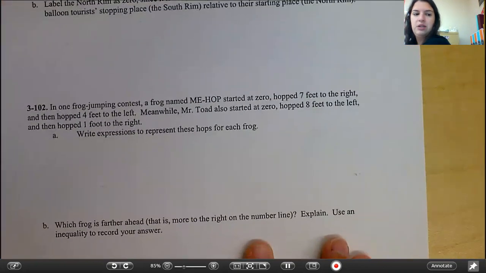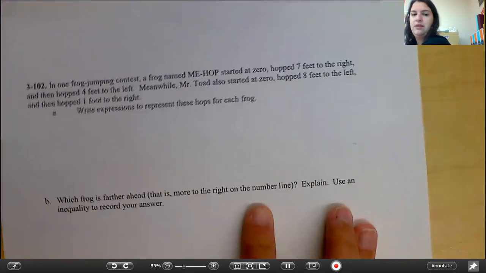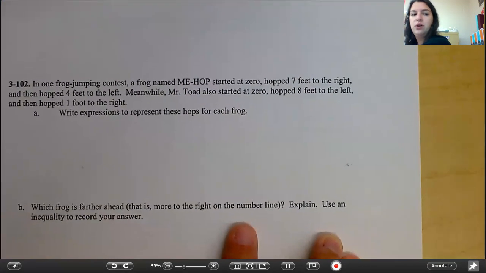Okay, if you're back with me, that means you have answered problem 3-100, and we will save that to go over in class. Now we're going to move on to problem 3-102.